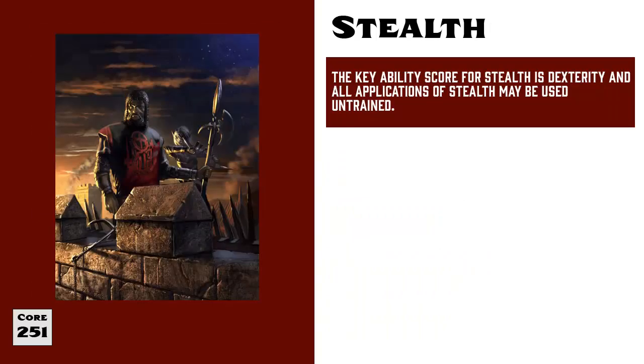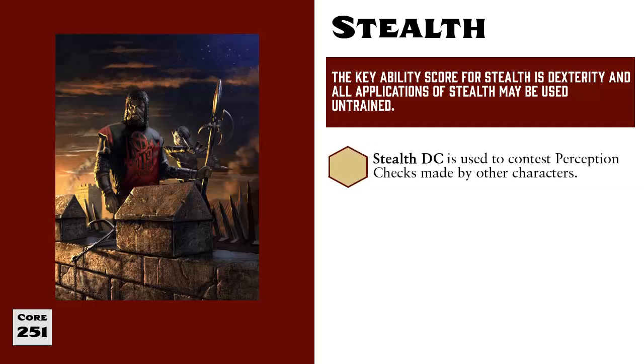When a character wishes to avoid being noticed, they use the stealth skill. The key ability score for stealth is dexterity, and all applications of stealth can be used untrained. When your attempt to hide is contested, the searching character's perception check is challenged by your stealth DC, and stealth DC is calculated as 10 plus your stealth skill bonus. This works pretty much the same as perception DC.